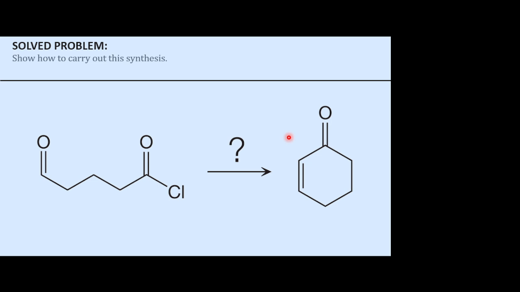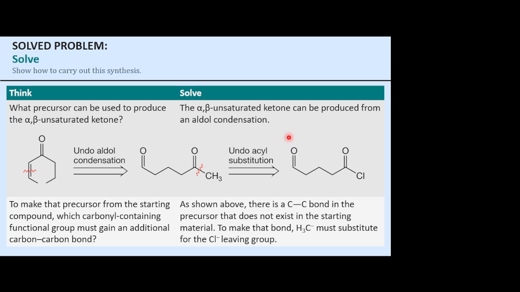Okay, folks, everybody should have their mechanisms now. Let's check it out. Okay, so how in the world do you carry this synthesis out? We have a few options, actually. One of the ways you can do this is you can undo the aldol condensation here. That would give you this right here as the reactant. And then we can undo the acyl substitution, which would give you this as your reactant.